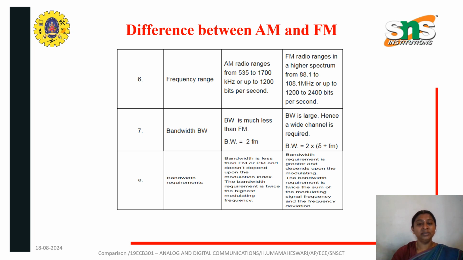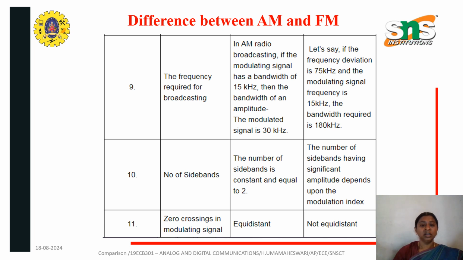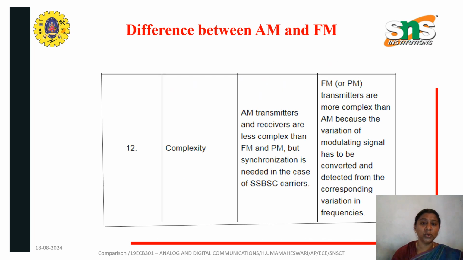Then the bandwidth of AM is 2 fm, whereas in FM it is 2 times delta f plus fm, where a wide channel is required. Then for the sidebands, in AM the number of sidebands is constant and equal to 2, whereas in FM the number of sidebands having significant amplitude depends upon the modulation index. The zero crossings in the modulating signal are equidistant in one case and not equidistant in the other. The frequency required for broadcasting is 30 kilohertz for AM, whereas FM requires 180 kilohertz.